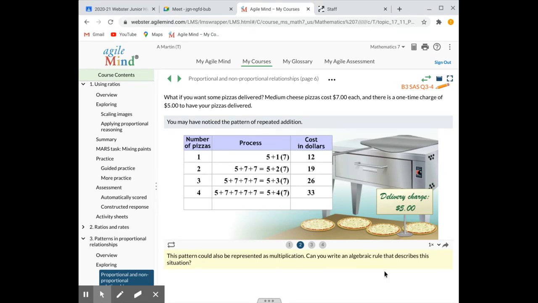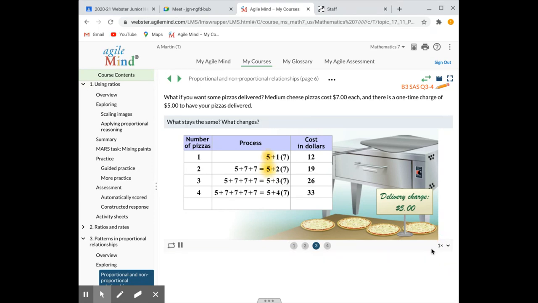And so we're going to check and see if our equation that we came up with is exactly the same as the one that they did.